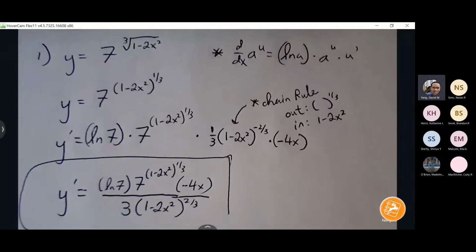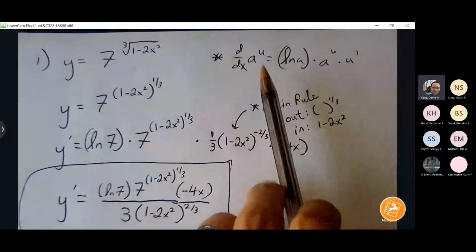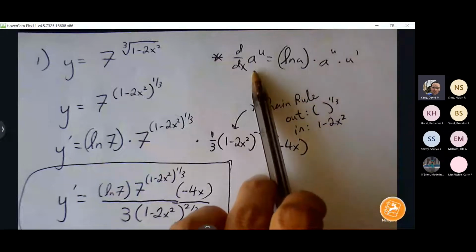Okay, any questions? Can you hear me? Yes. How do you know to go through the derivative with the a to the u rule? How do we know to use this derivative rule?